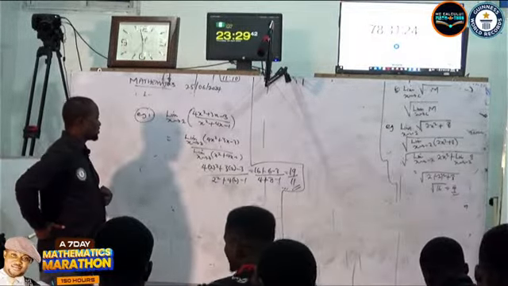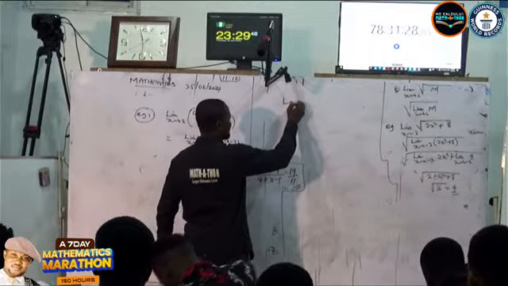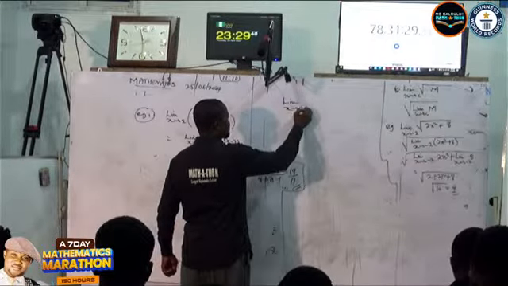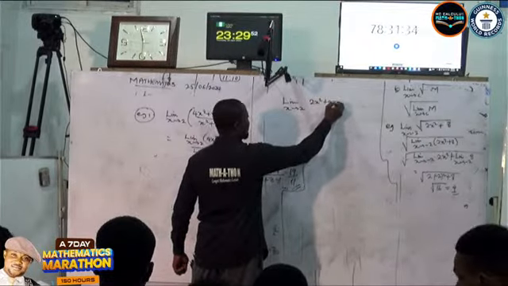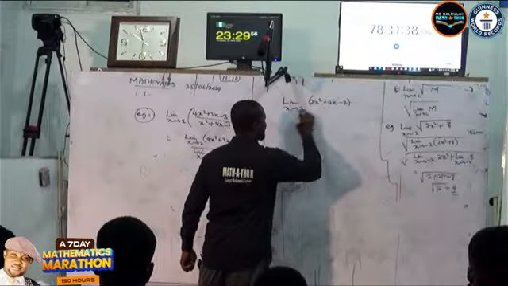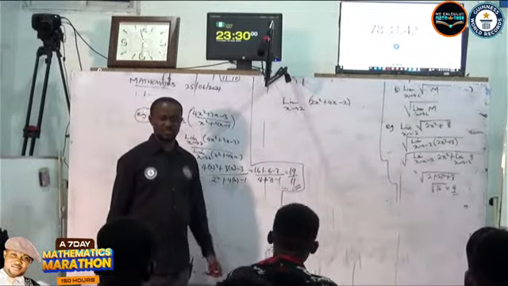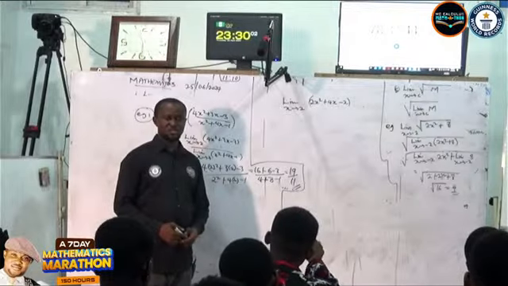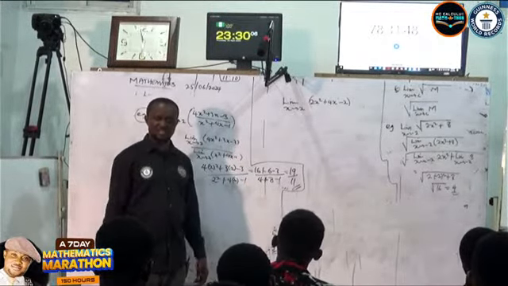So I give you something like this to do for me. Lim as x tends to 2, then I say 2x squared plus 4x minus 2. Do that for me. What's the answer? Solve that limit for me now. You don't even need a calculator. You can just look at it and tell me the answer.